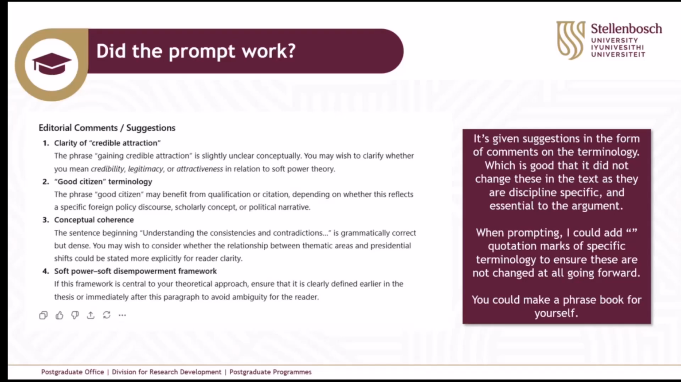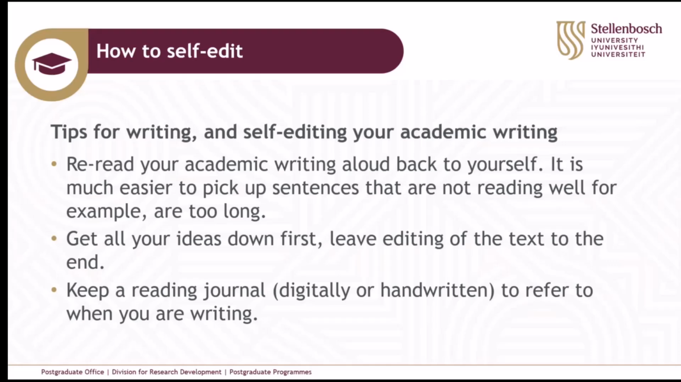You could potentially develop a phrase book that you keep of your discipline-specific terms, just to ensure that the AI isn't changing this. Ultimately, you can also just self-edit your academic writing. Go about it in the old school way. Nothing wrong with that. Works really well. You can reread your writing back aloud to yourself. Is it flowing? Maybe you want to get a colleague or a friend to read your writing. That also works great.